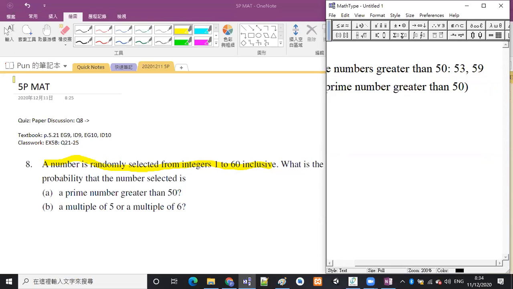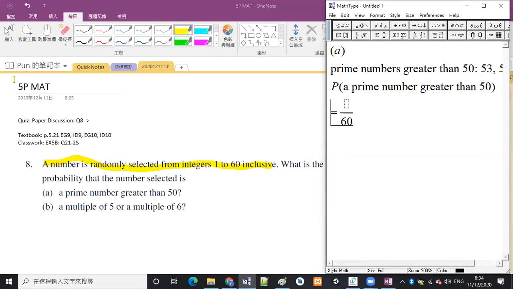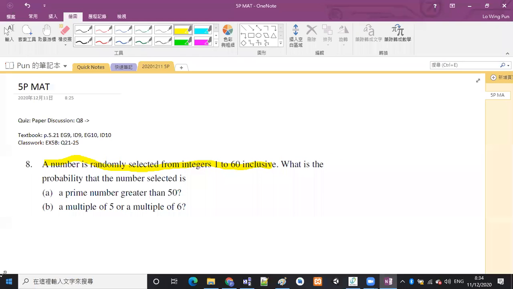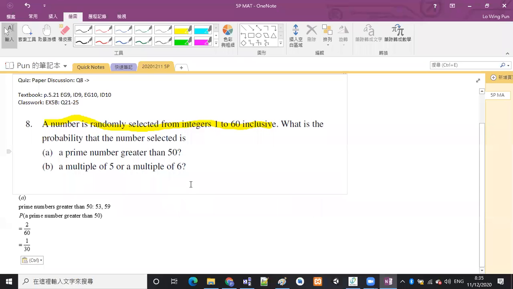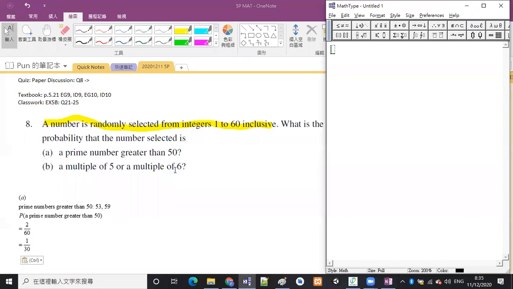So there are only 2 prime numbers greater than 50 among the numbers from 1 to 60. So the numerator we need to fill in should be just 2, and then you simplify the answer to be 1/30. So that is the answer of part A. Get it? And then part B, we need to find the probability.